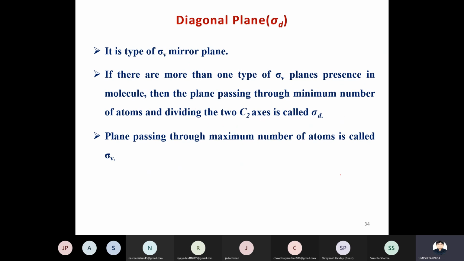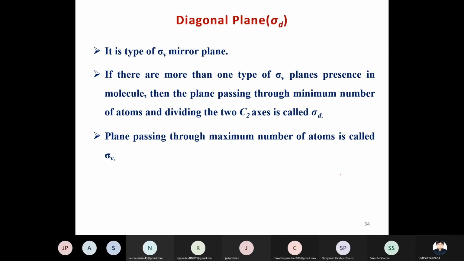Now see, sigma D is nothing but one kind of sigma V. If there is more than one type of sigma V present in a molecule, then the plane which is passing through the minimum number of atoms and divides the two C2 axes at right angle, or you can say the C2 axis and principal axis at right angle, is called sigma D. The plane passing through the maximum number of atoms we call sigma V. But the plane passing through the minimum number of atoms we call sigma D.